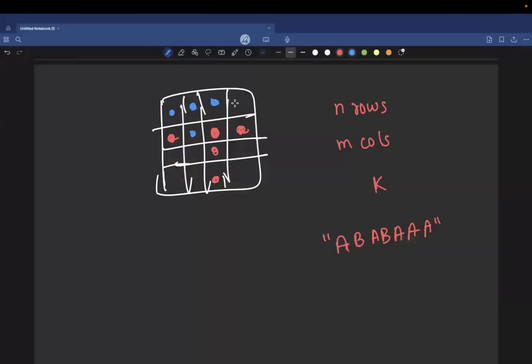and color the uncolored cells. Then it would be Alice's turn. So she can choose any cell. Let's say she chose this. Then she would get all these cells colored red. Then let's say it is Bob's turn. He has only one choice, which would take this.